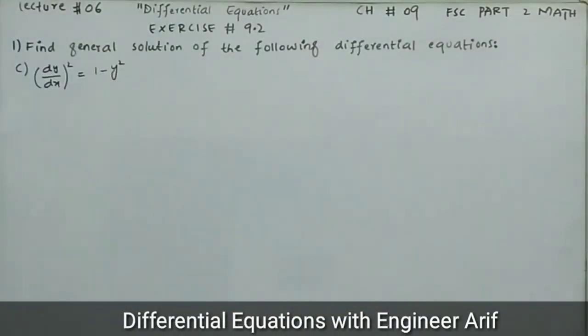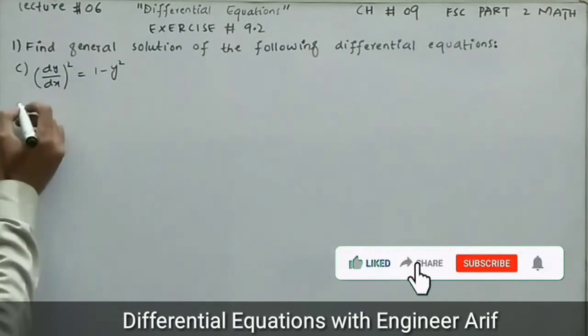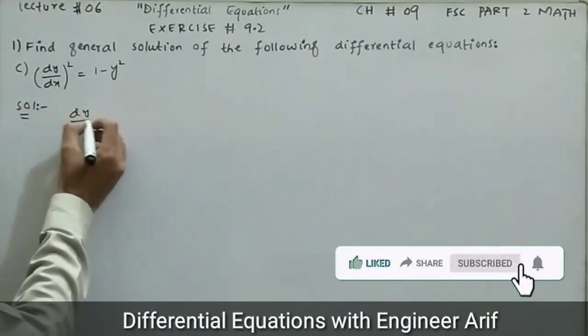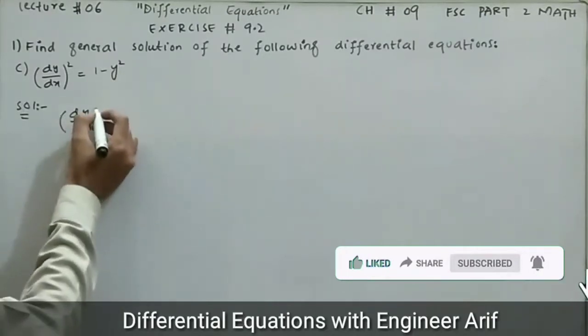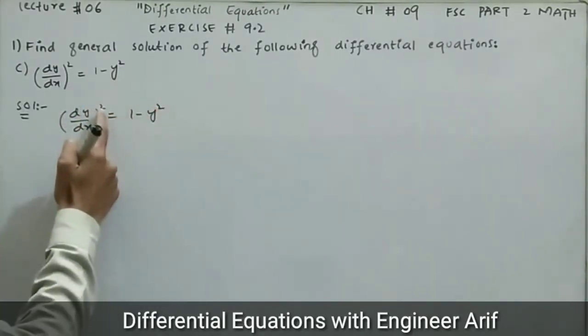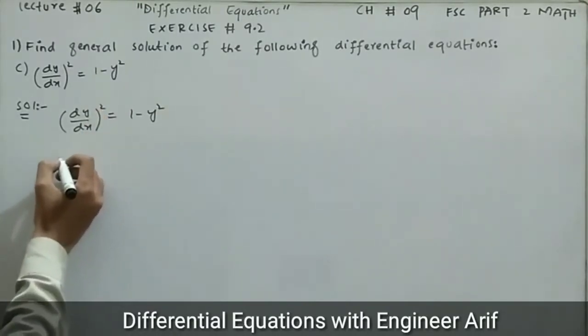Now let's understand the next part, part number c. (dy over dx) whole square is equal to 1 minus y square. Move to the solution. Taking the given differential equation, (dy over dx) whole square is equal to 1 minus y square. First I remove this 2. So how can I remove? I will take the square root on both sides.